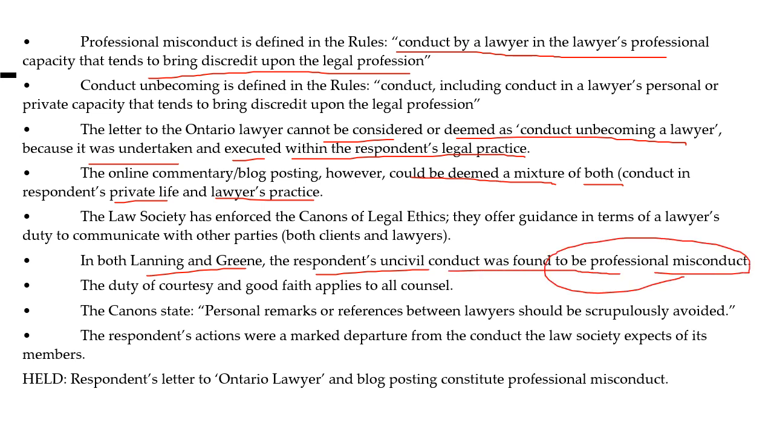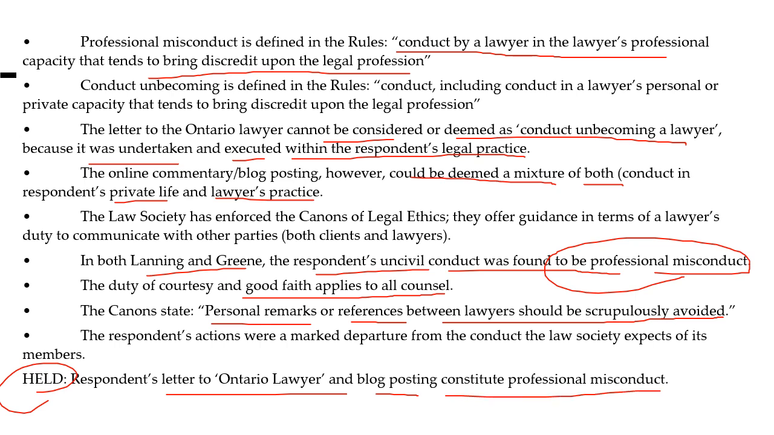The duty of courtesy and good faith applies to all counsel. The Canons state that personal remarks or references between lawyers should be scrupulously avoided. This is not what to expect from a decent lawyer. So, what was held? It was held that the letter to the Ontario lawyer and the blog posting definitely were misconduct.